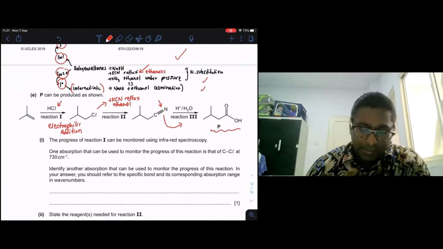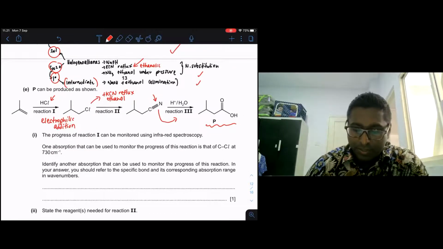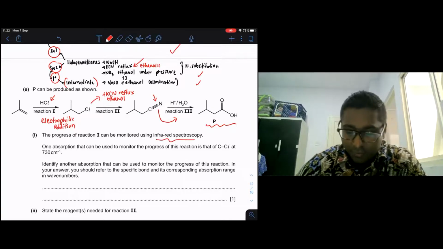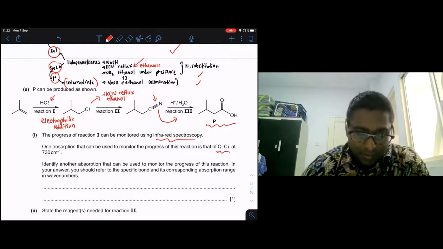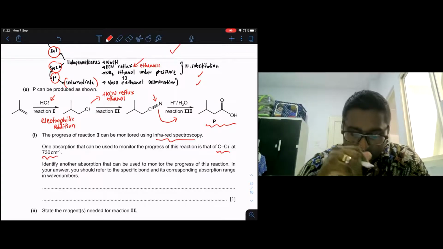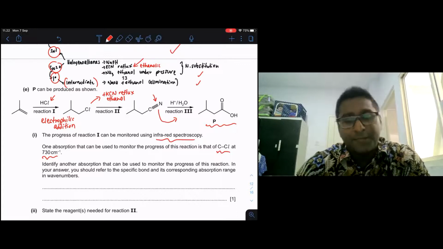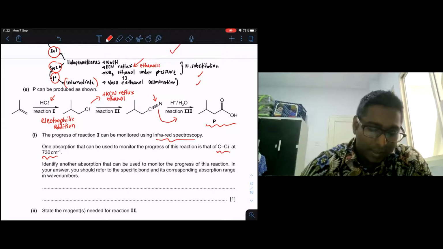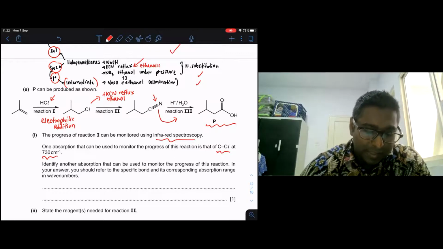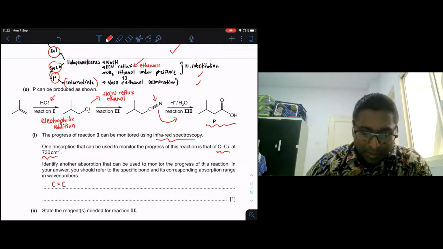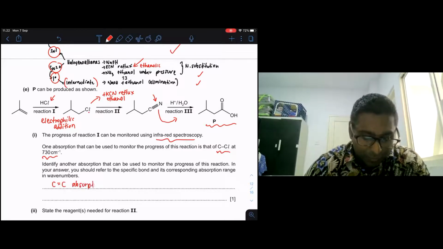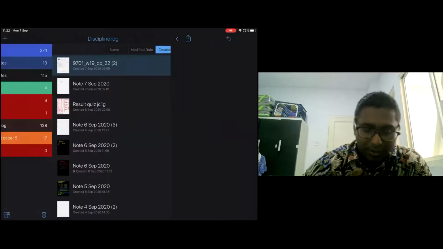But again, they say that the progress of reaction 1 can be monitored using IR spectroscopy. One absorption to monitor is when you have C-Cl, which gives an absorption at 730. Now they ask you to identify another absorption that you can use. There are only two things happening: the Cl is coming in, and the double bond is going missing. So you just need to say the carbon-carbon double bond absorption will disappear. You need to find out what the carbon-carbon double bond absorption is.